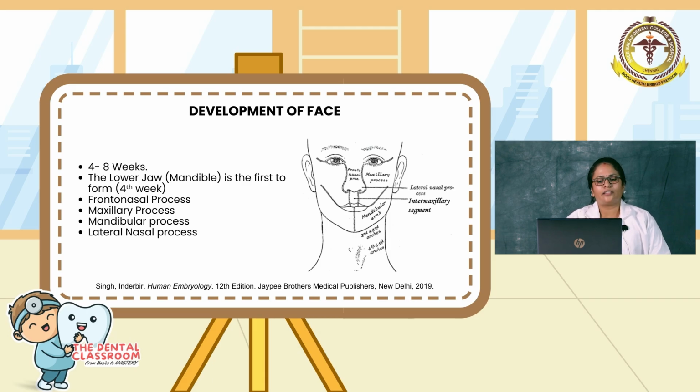The face starts taking its shape between the 4th to 8th week of development. The first structure to appear is the lower jaw, which is the mandible, starting around the 4th week. At this time, 5 main prominences can be seen: 1 frontonasal process, 2 maxillary processes and 2 mandibular processes. Apart from this, the lateral nasal process also plays a role in the development of the face. Together, these prominences grow, enlarge and eventually merge to form the recognizable human face.